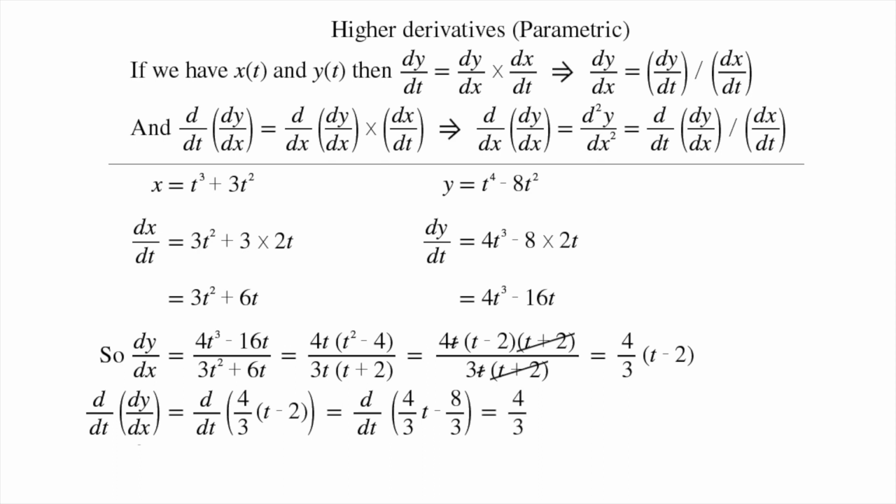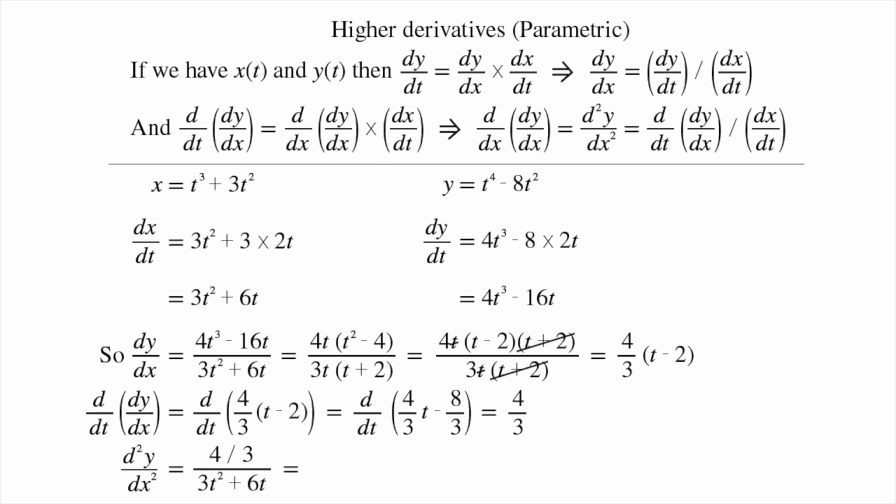Now, we want to find the second derivative of y with respect to x. That's our end goal. We've computed d by dt of dy by dx, so, looking back at our formula, we see we just need to divide by dx by dt. Thankfully, we have already calculated dx by dt in the first part of the answer. So d2y by dx squared is equal to 4 over 3 over 3t squared plus 6t.